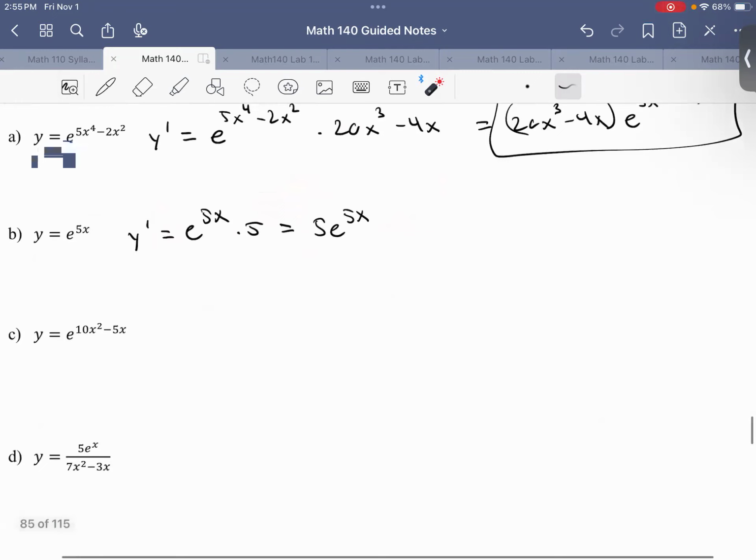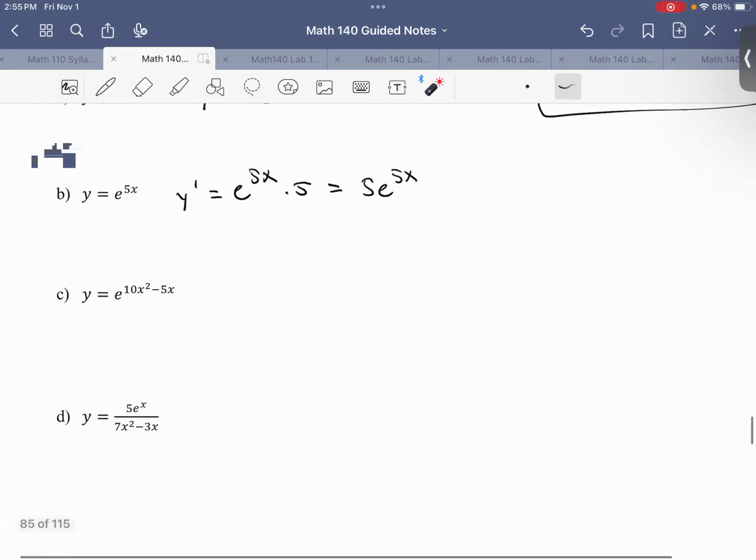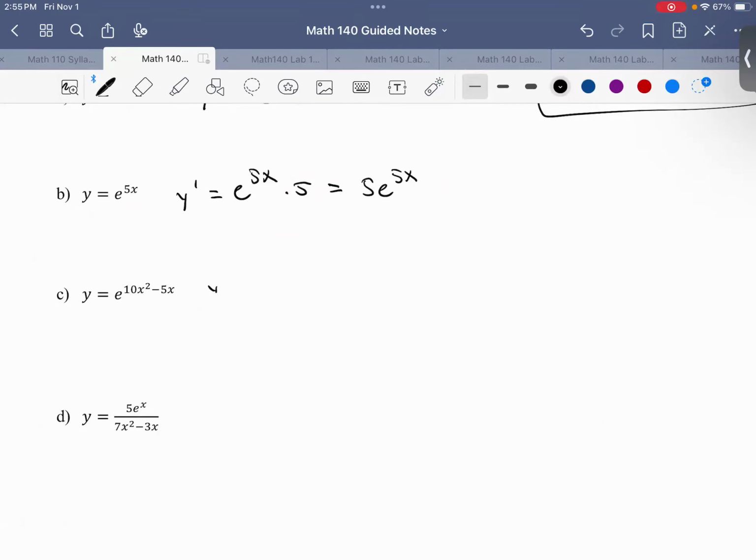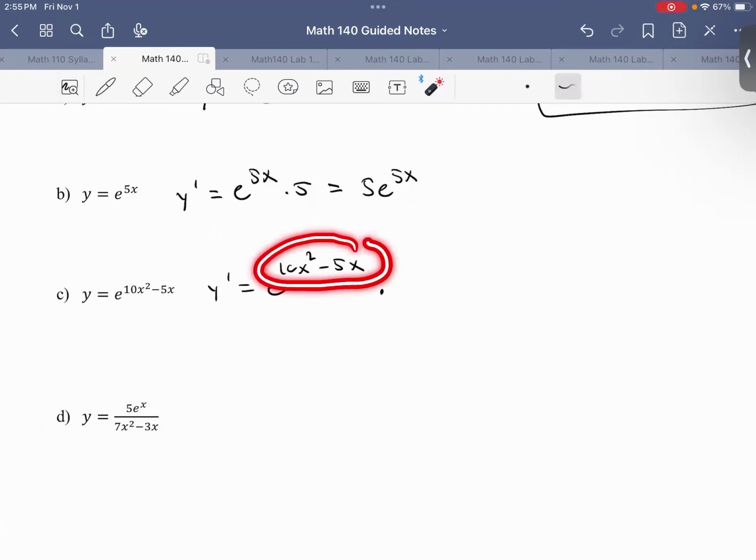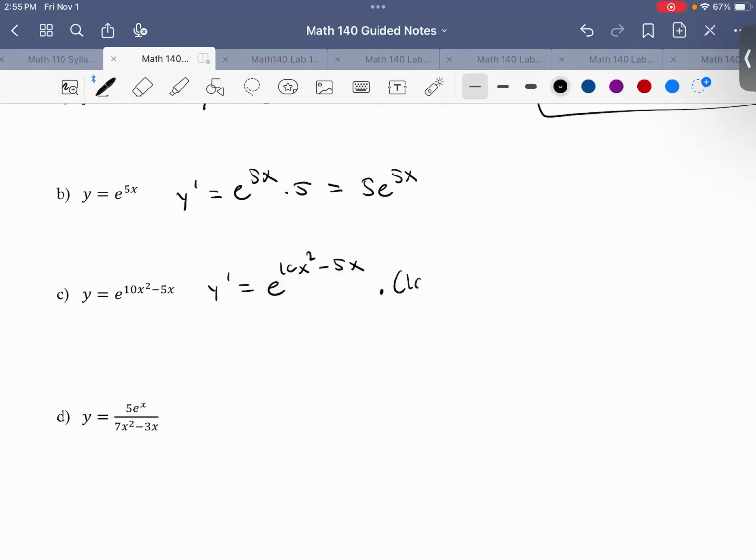Let's try another example, part C, same exact idea. y prime is just going to be the exact same thing, e to the 10x squared minus 5x, and then times the derivative of that exponent, the derivative of 10x squared minus 5x, which would be 20x minus 5.